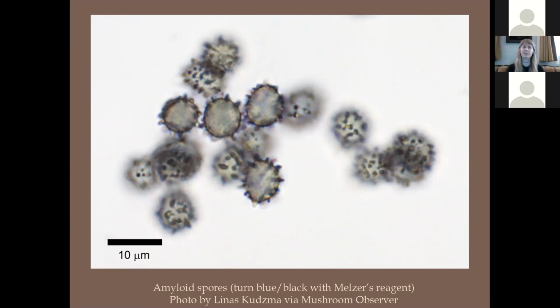This is a little bit tricky because Melzer's reagent is basically impossible to get within the United States because it is a controlled substance. It contains a material that is used for making date rape drugs. However, it is really useful for mycology. You can use something called Lugol solution instead that you can get here, but it doesn't work for everything.